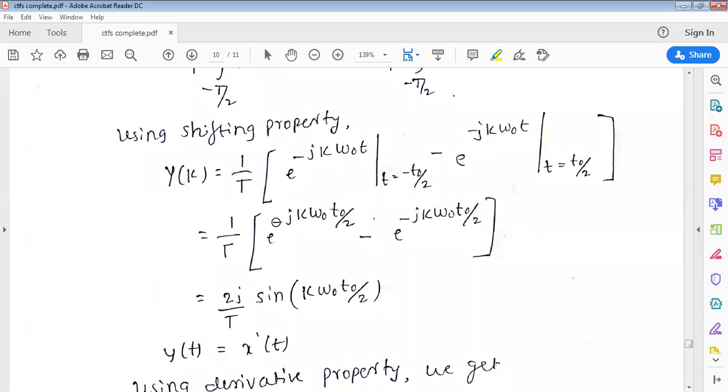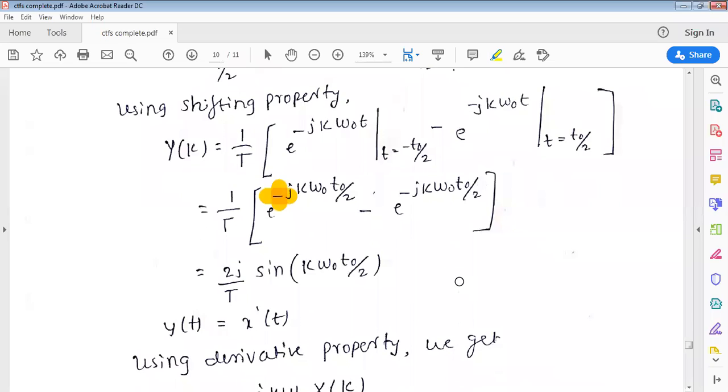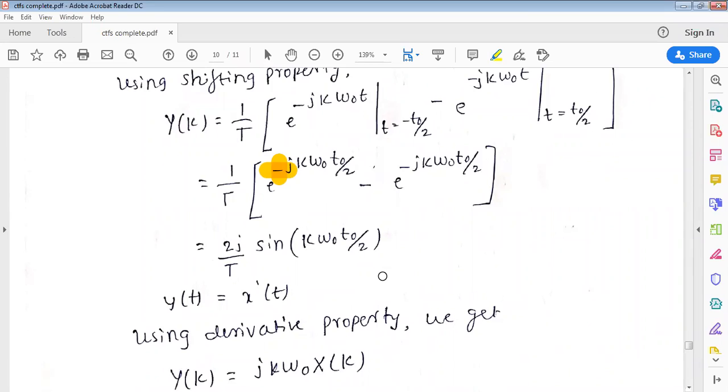E power jk omega naught t naught by 2, and I'll write plus here, it is plus. So this is minus. E power jx minus e power minus jx will give you 2j sine of x. So I'll write 2j by t sine of k omega naught t naught by 2. So this is your y of k.